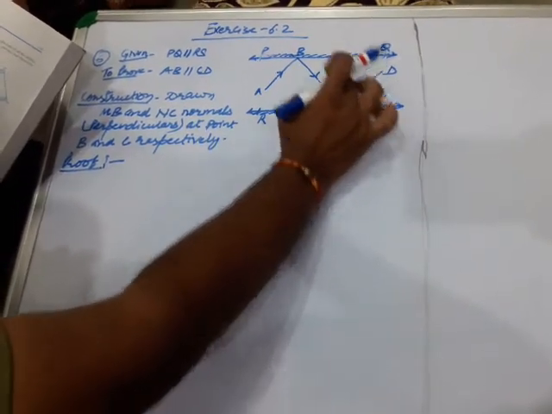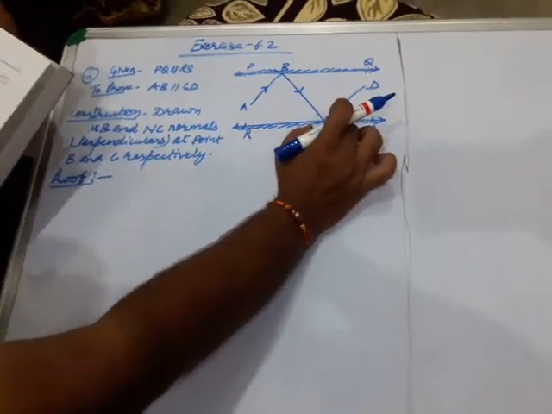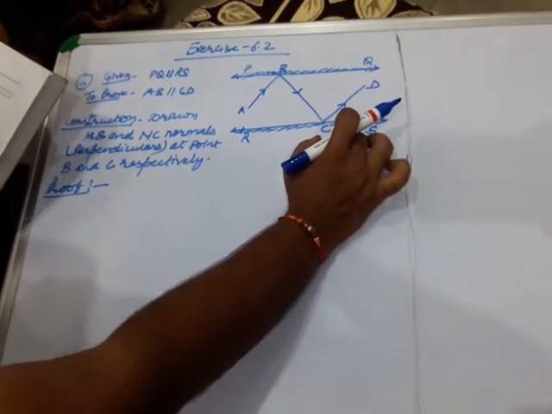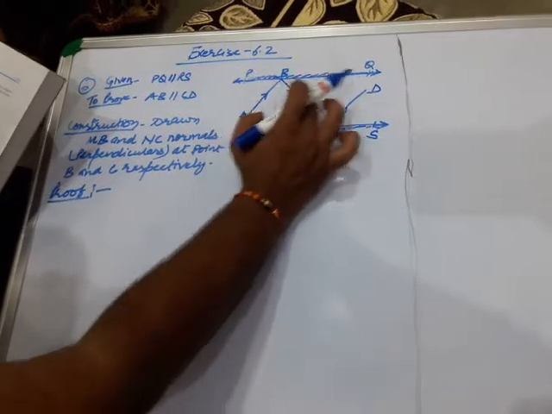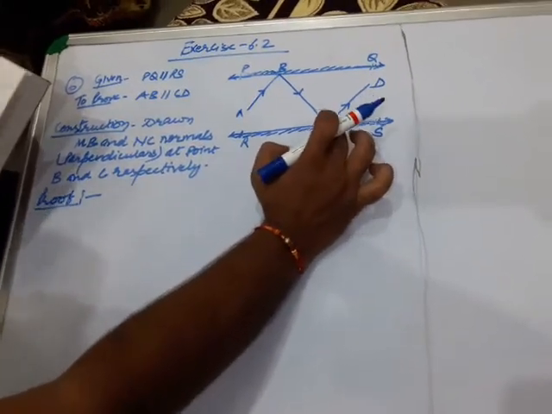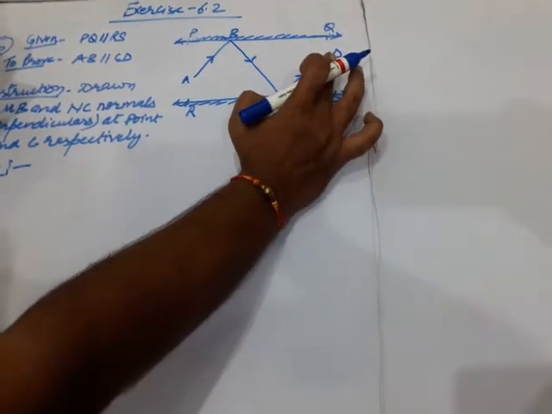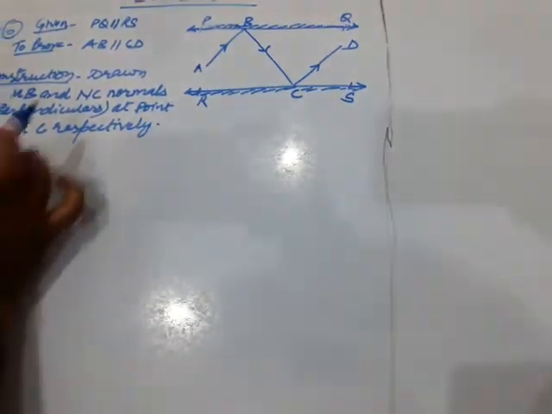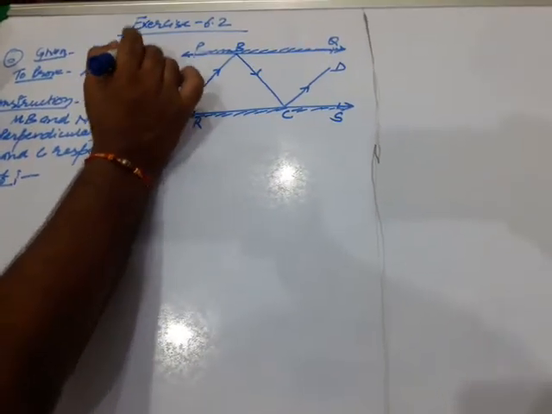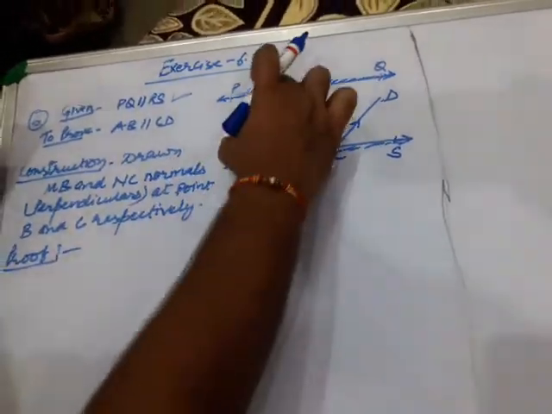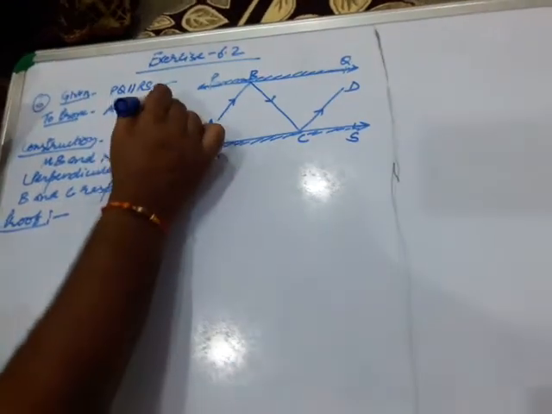For mirror RS, BC is the ray of incidence. Clear, children? For mirror RS, BC is the ray of incidence, and for mirror PQ, BC is the ray of reflection, and for mirror RS, CD is the ray of reflection. Okay children, so what is given? PQ is parallel to RS, that is given. We have to prove that AB is parallel to CD, right?